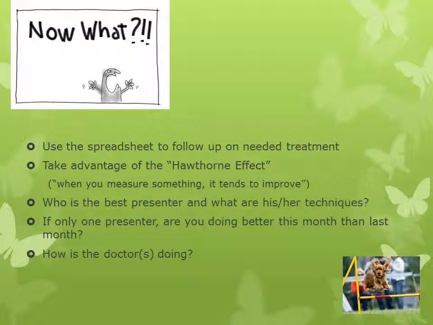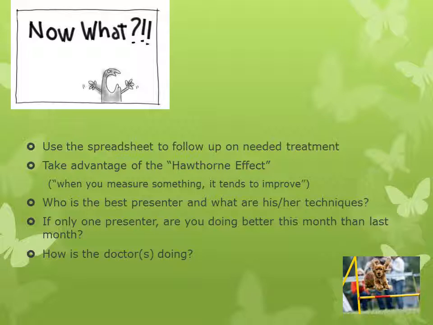We're going to use this to take advantage of what's called the Hawthorne effect. And the Hawthorne effect has been known in industrial psychology since about 1923. And what it says is when you measure something, it tends to improve. So if we measure our case acceptance, it will tend to improve. This really does work. We're also going to track who's the best presenter in the office and maybe see what his or her techniques are so we can improve everybody else.